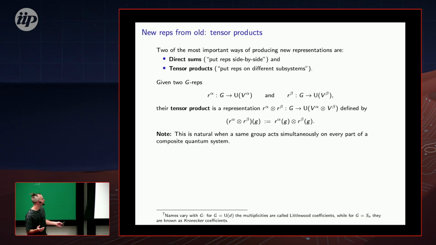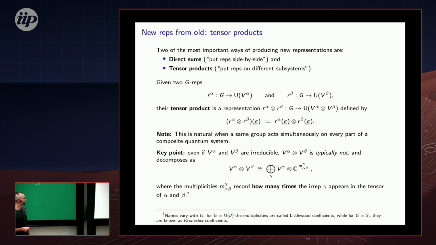Okay, the tensor product of representations. Given two representations, we can take the tensor product, which is a new representation, again from G to the tensor product of the group modules for each. You can test that the tensor product satisfies everything it needs to satisfy to be a representation. But more importantly, the irreducible decomposition of the tensor product in general exhibits irreducible representations that were not present in the originals.